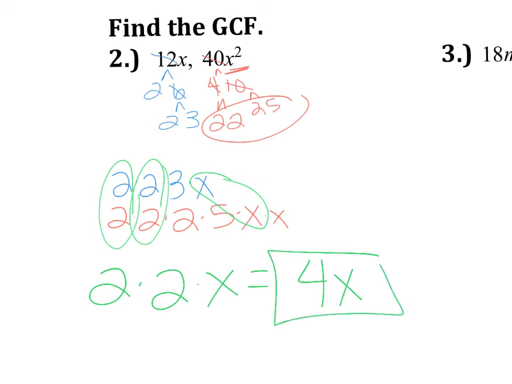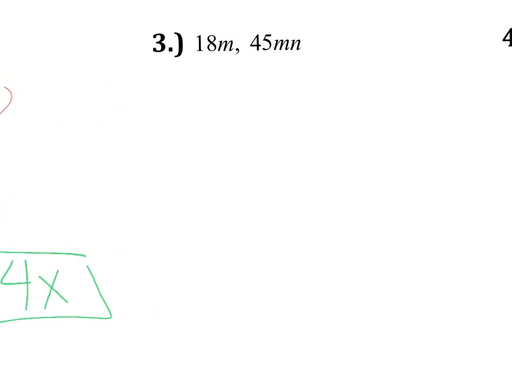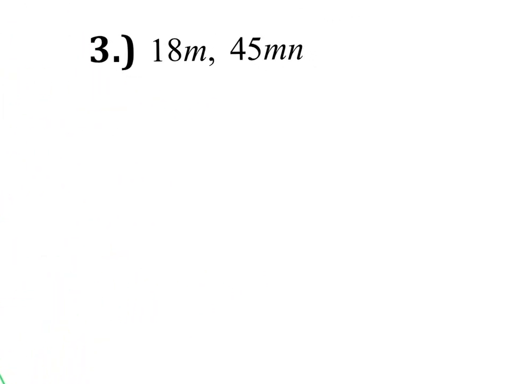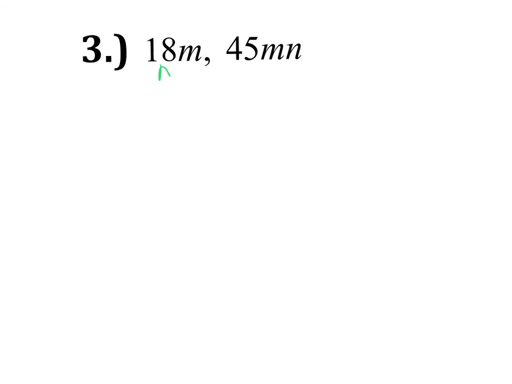So looking at what they have in common and then breaking it down, seeing what they have in common, that's the GCF. Now, could you have found 4x by just looking at the problem? Sure. You could do it that way if you feel comfortable. But I also like to show people how to write it out just in case they're not sure what they have in common. So looking at the next problem, we're going to start with 18m.